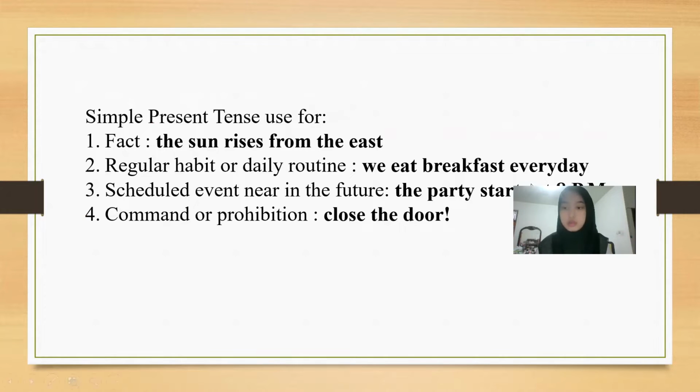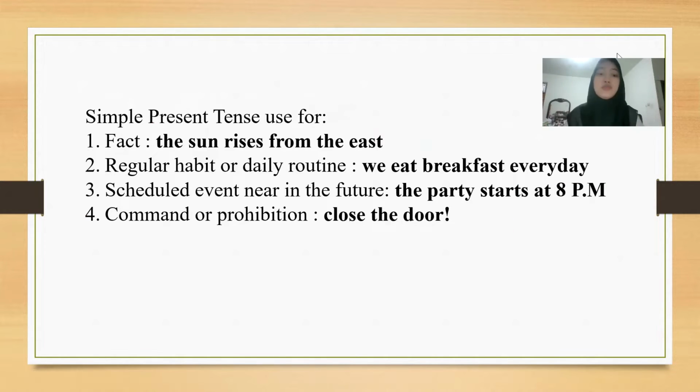Okay, so the first one is what simple present tense is used for. Simple present tense is used for a fact. For example, the sun rises from the east. It is a fact, so we can use simple present tense for describing a fact. And then the second is regular habit or daily routine. For example, we eat breakfast every day. It is a daily routine, right? And another example, I always go to school by car.